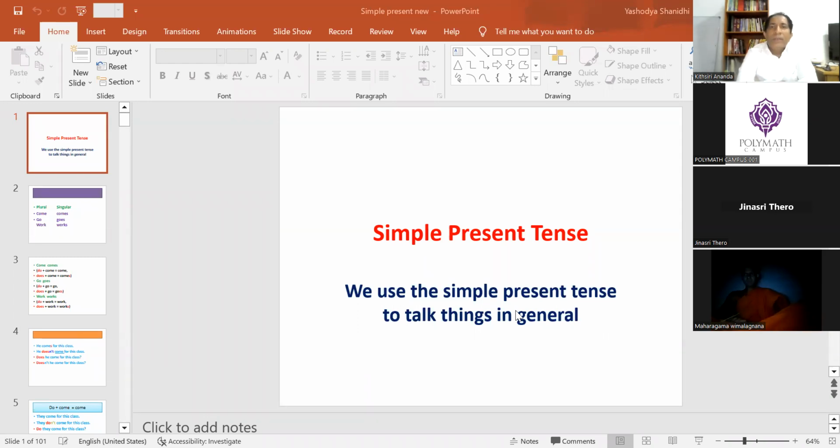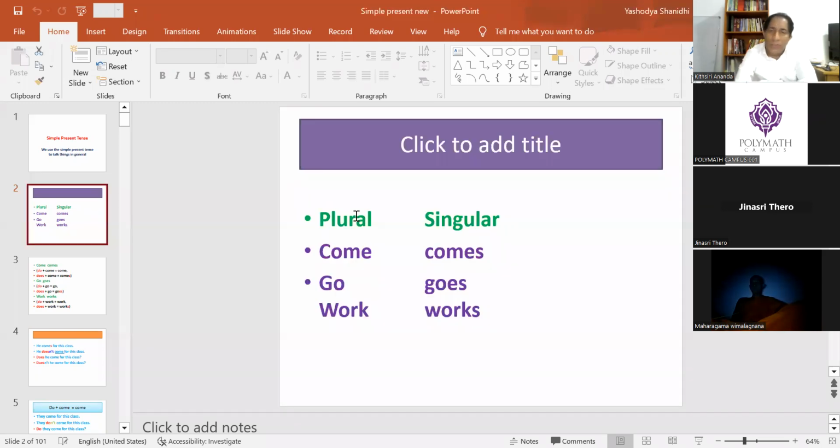You know that generally we use the simple present tense to talk about things in general. So there we should understand the structural formation or the pattern related to the simple present tense. There we find the verb is used in two different forms. Now you can see the screen here. The verbs are generally divided into two areas, like plural and singular.